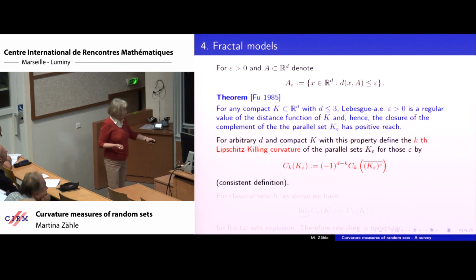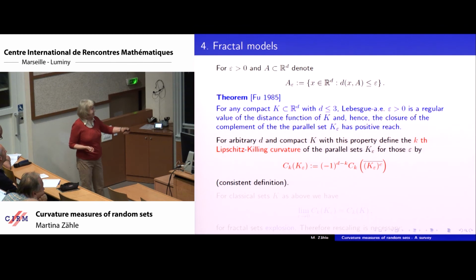Sometimes this pointer does not like my slides. Okay, take the last formula on the right-hand side, and then you take the closure. Then Fu showed that they have positive reach. And then you can apply the former approach. You can determine the curvature of those sets, but you do not like the complement set.